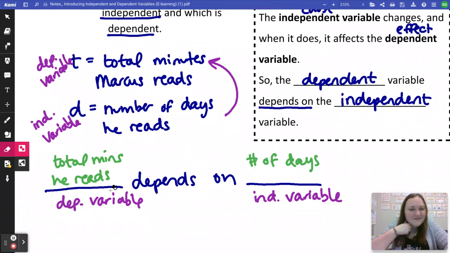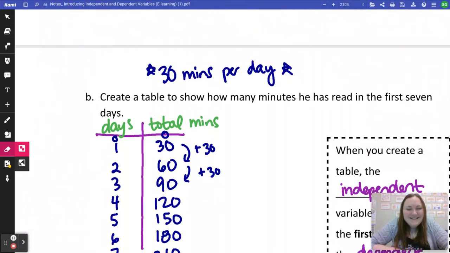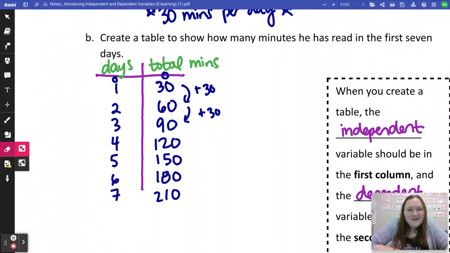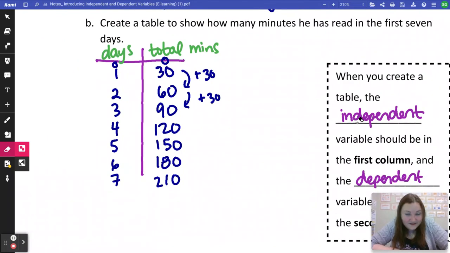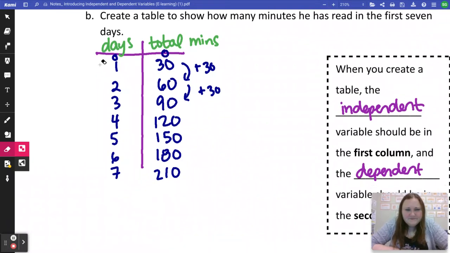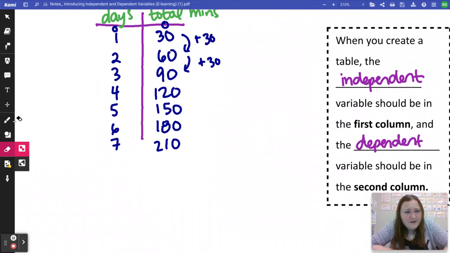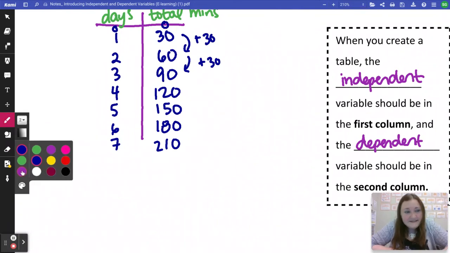We were able to figure out that the total number of minutes he reads is the dependent variable because the total minutes he reads depends on how many days he chooses to read. Once you know your independent and dependent variable, we can use that to create tables. And the key thing about creating tables is that first column we said is always going to be your independent variable. And then the second column is your dependent variable. That's going to also be true if you set up your table sideways.